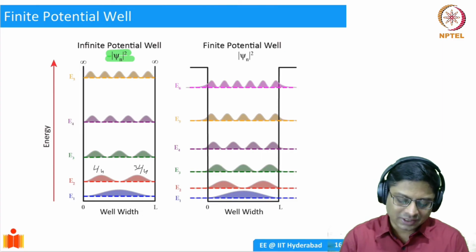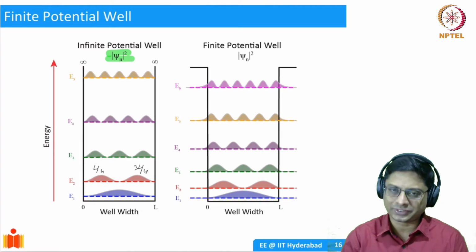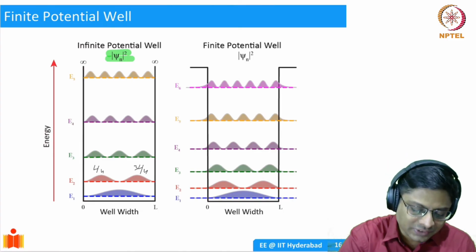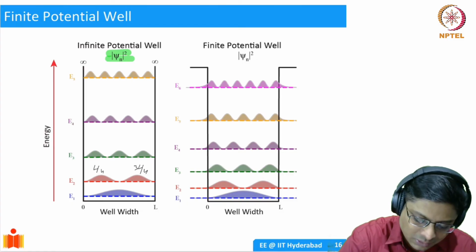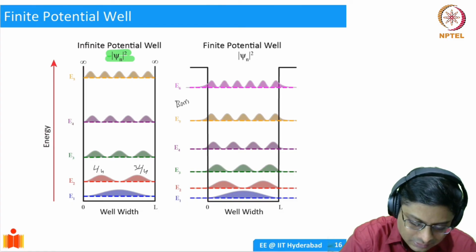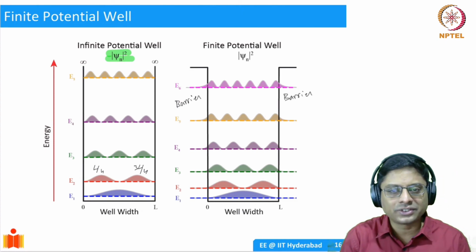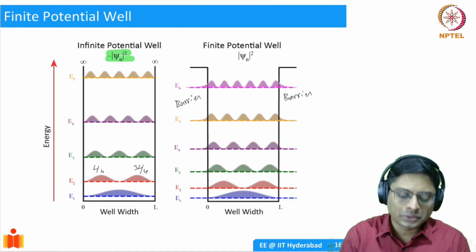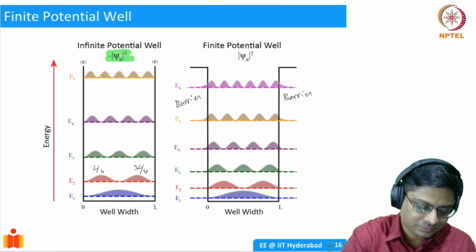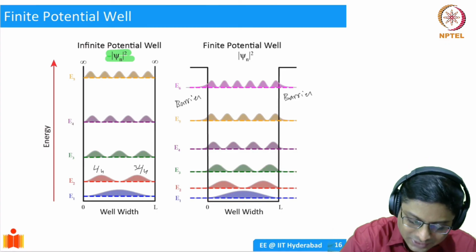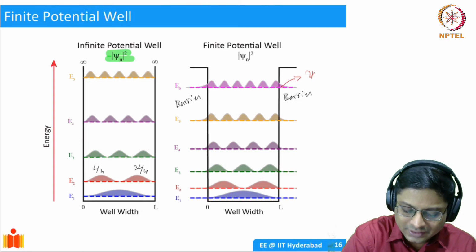So what this is telling you is that the wave function of a finite potential well is similar to the infinite case, but the only difference is that in the barrier regions, this is a barrier, and this also is a barrier, you have barrier regions. In the barrier regions also, there is a non-zero probability of finding an electron. So basically, if you look at this, the wave function psi has a tail.